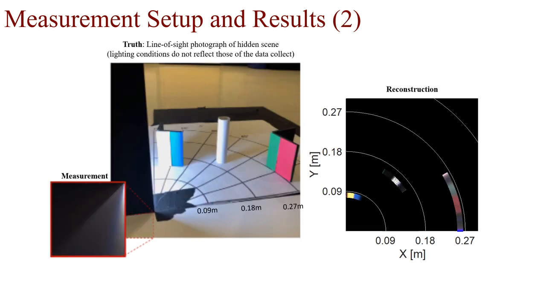Here I'm showing a second experiment with 3 hidden targets. In this measurement, while you may be able to pick out a contribution to the measurement from the yellow-blue target and the white cylinder, the contribution from the green-red target is difficult to make out. Range information is even more difficult to pick out in the measurement. Still, in our reconstruction, we detect 3 targets and place them correctly with respect to each other in range.